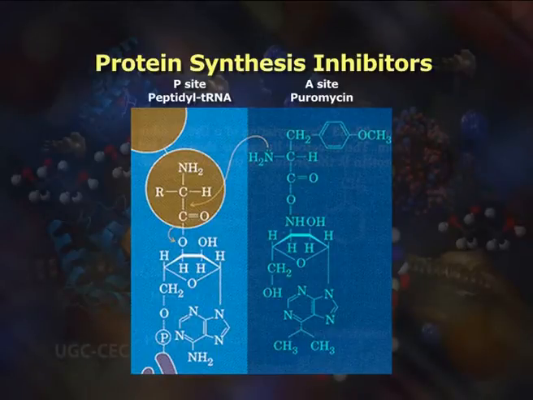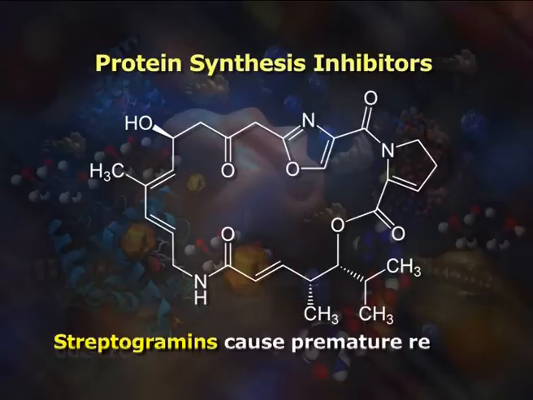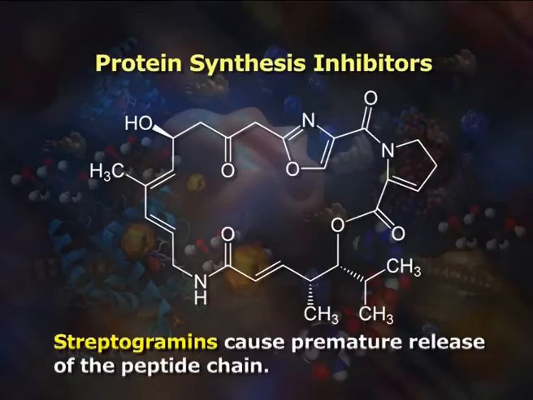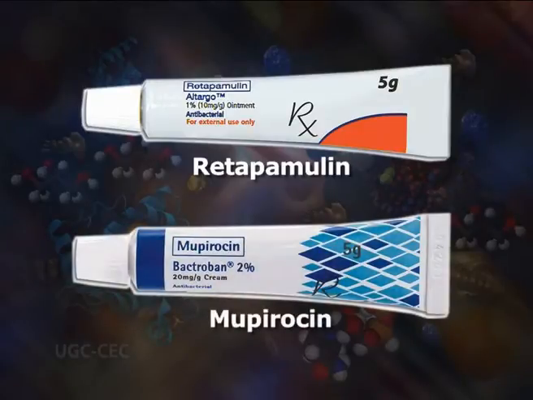Puromycin has a structure similar to that of the tyrosinyl aminoacyl tRNA. Thus, it binds to the ribosomal A site and participates in peptide bond formation, producing peptidyl puromycin. However, it does not engage in translocation and quickly dissociates from the ribosome, causing premature termination of polypeptide synthesis. Streptogramins cause premature release of the peptide chain. Retapamulin and mupirocin also are protein synthesis inhibitors of unspecified mechanism.